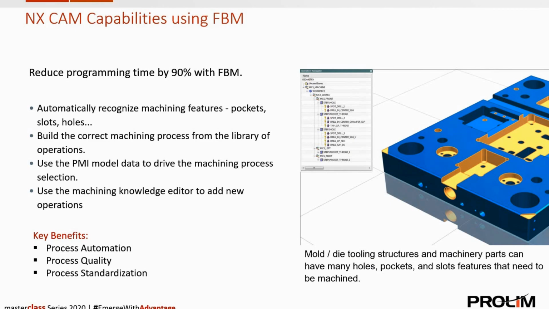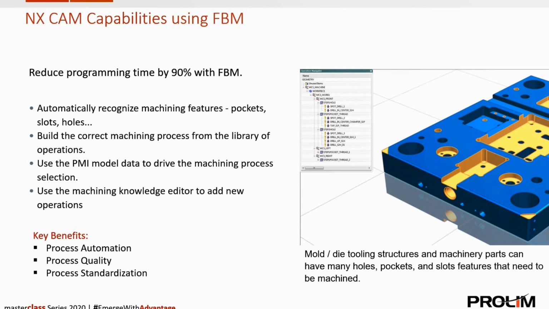NX CAM capabilities using FBM reduce programming time by 90% because it automatically recognizes machining features like pockets, slots, holes, and builds the correct machining process from the library of operations, rule based. It can work on PMI models data. Add new operations according to your requirements. Key benefits: process automation, improve process quality, process standardization.